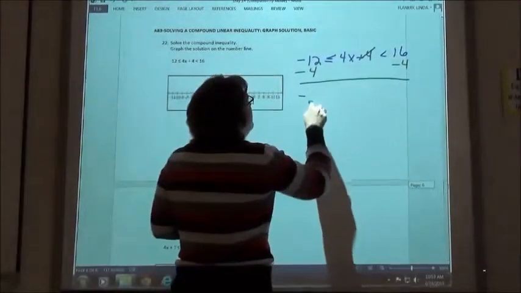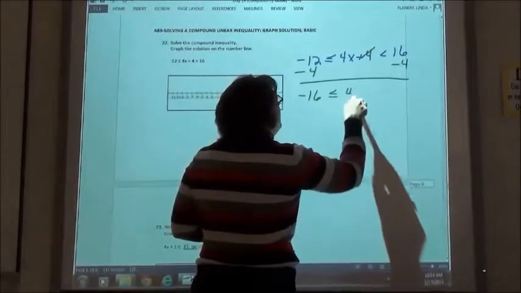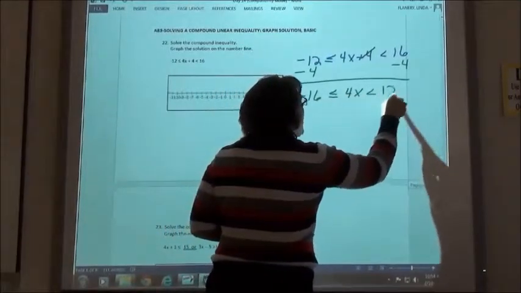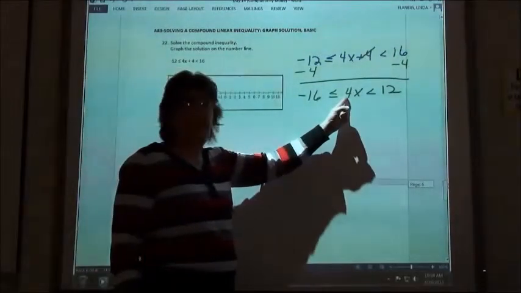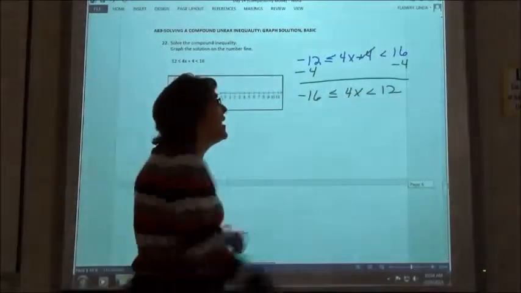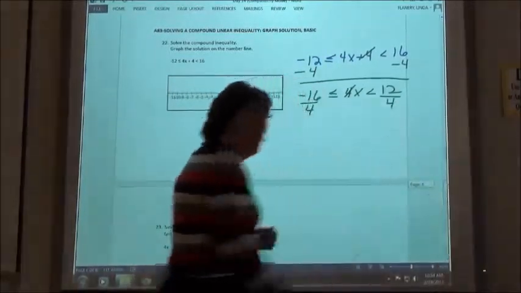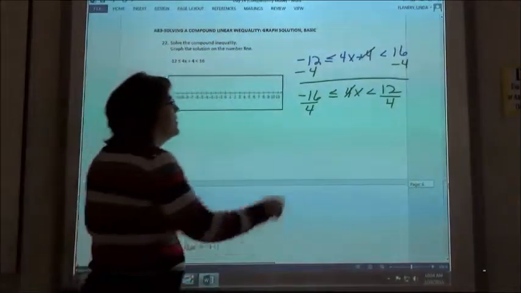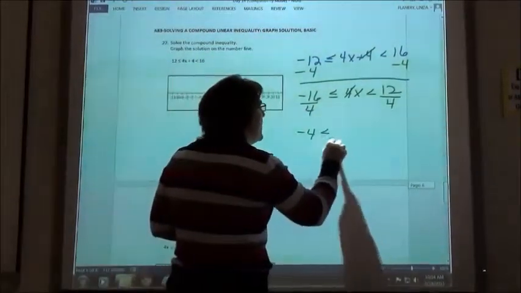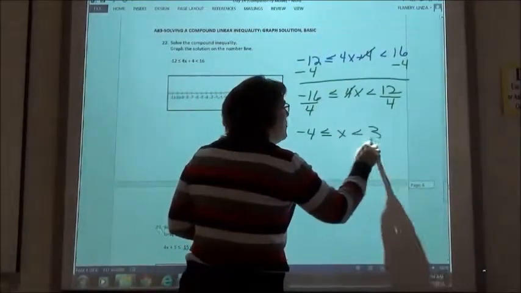So, negative 16 is less than or equal to 4x, which is less than 12 then. Then the same thing, if I want to get the x by itself, what do I do with the 4 in front of the x? I end up having to divide. I'm not only going to divide it from one end, but I have to divide it from the other end also. So negative 4 is less than or equal to x, which is less than 3.